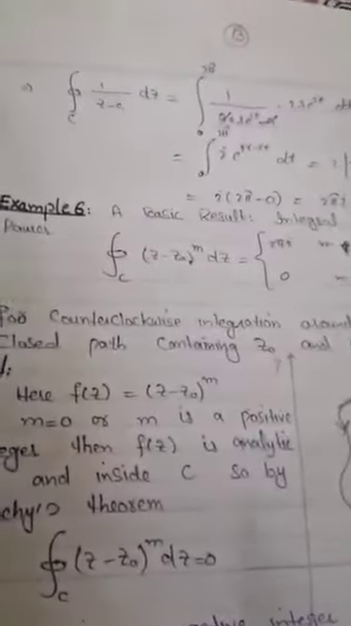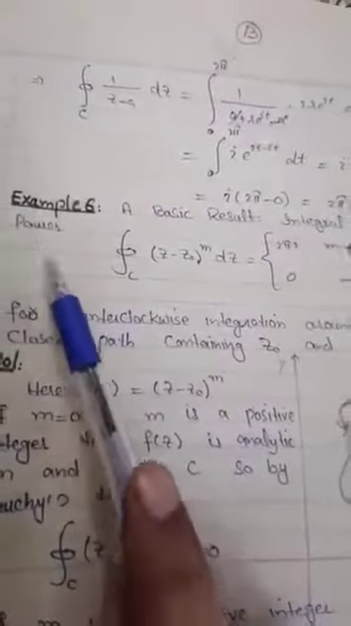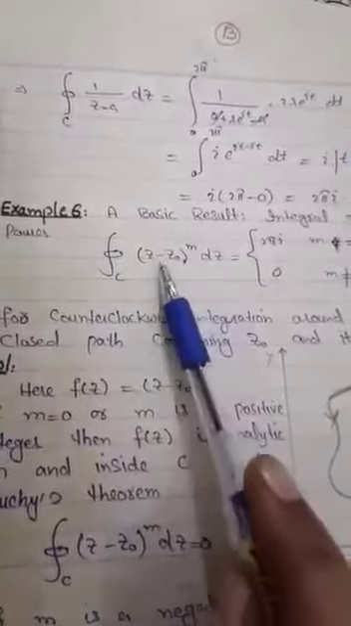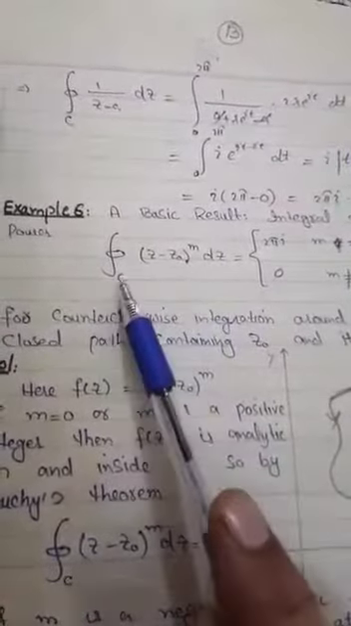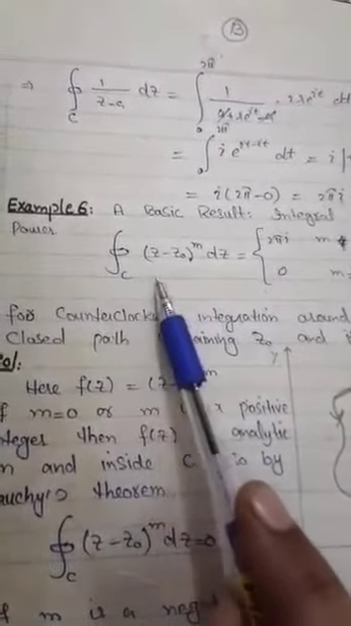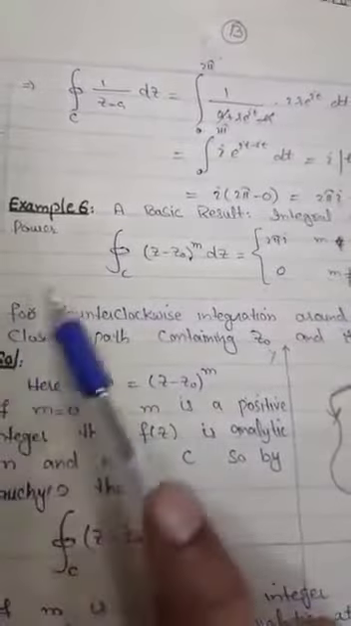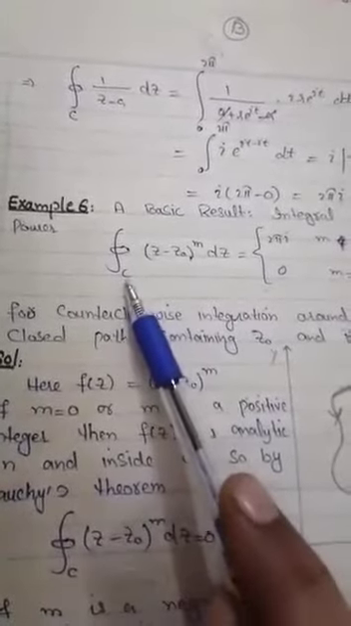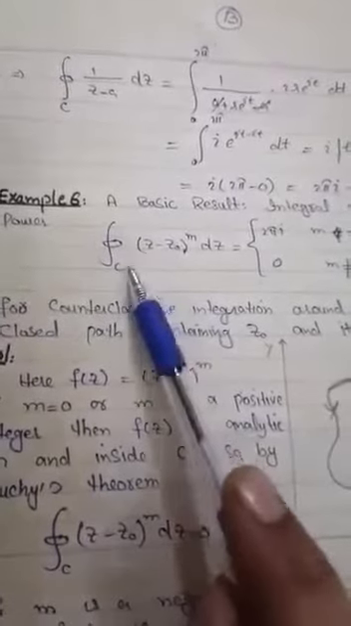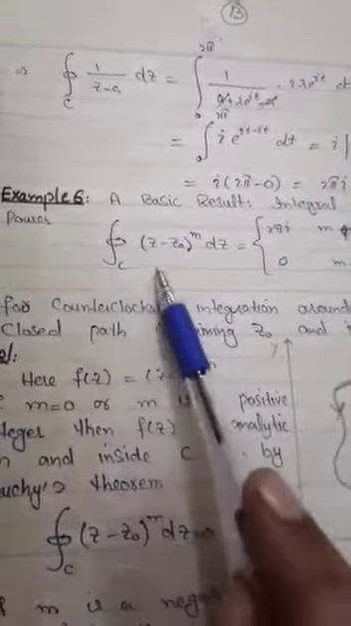Bismillahirrahmanirrahim. Now we discuss a very important result. Example number 6, a basic result: the integral of this type of function along any closed path. We have already discussed this example in the previous exercise 13.1, when you had a specific closed path. Now in this example the path is an arbitrary closed path.